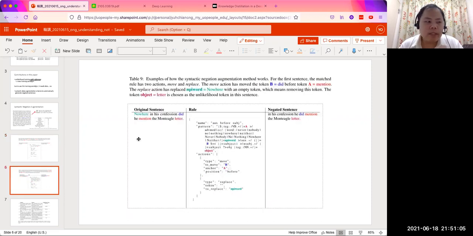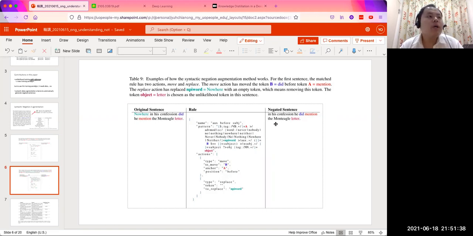Now, the thing about it is you might think, what's so challenging about creating negative sentences? Isn't it just putting in a not? That is not exactly true. So for example, we have another sentence here. Nowhere in his confession did he mention the Monteagle letter. And in this case, the transformation required is actually just to delete the NPI word nowhere. And once you delete that, in his confession, he did mention the Monteagle letter.